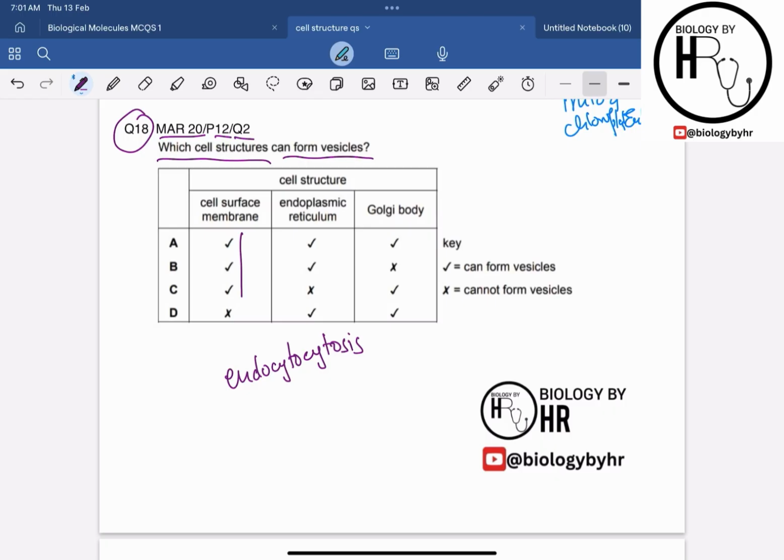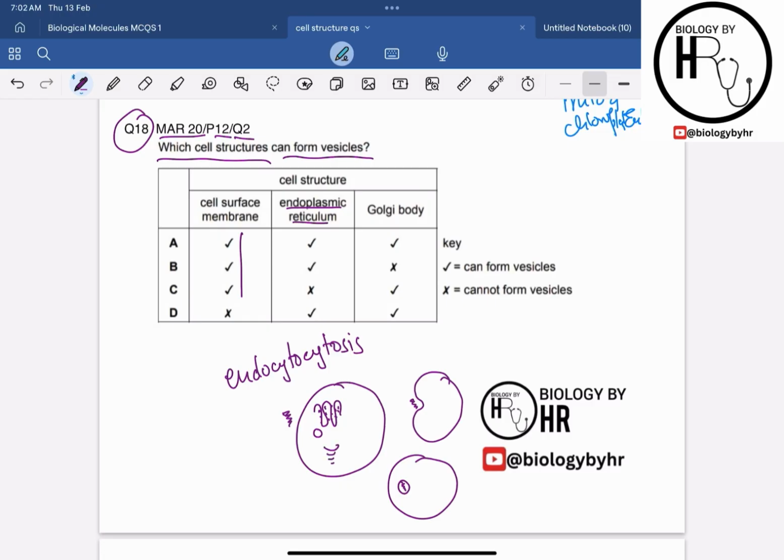For example, if this is a cell and this is a material which is coming, the cell membrane is going to engulf that material, right? It is then going to convert it into a vesicle inside the cell. So the cell membrane can form the vesicle. Endoplasmic reticulum, yes, obviously. For example, if I draw a continuous rough endoplasmic reticulum over here, whatever protein is synthesized will be passed in a vesicle to the Golgi apparatus, right? So yes, the endoplasmic reticulum can also form vesicles.